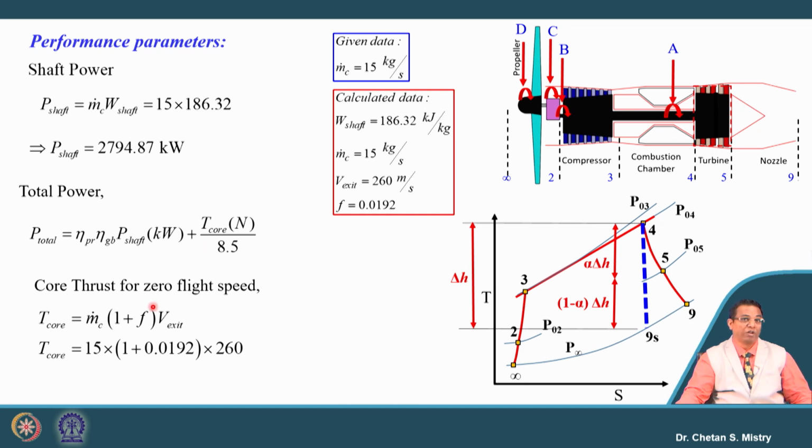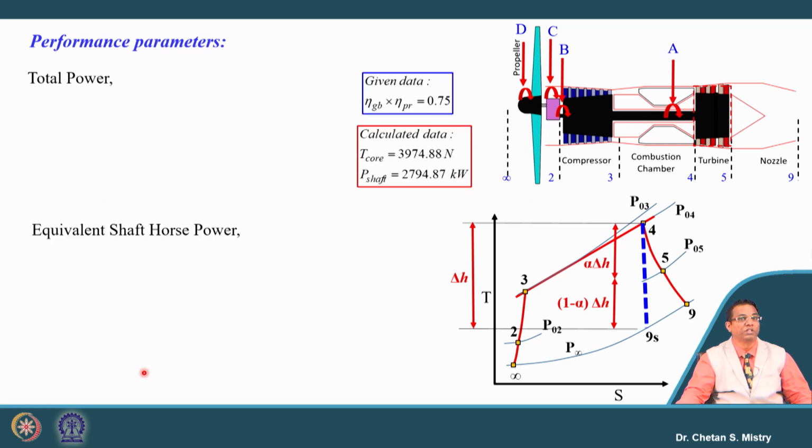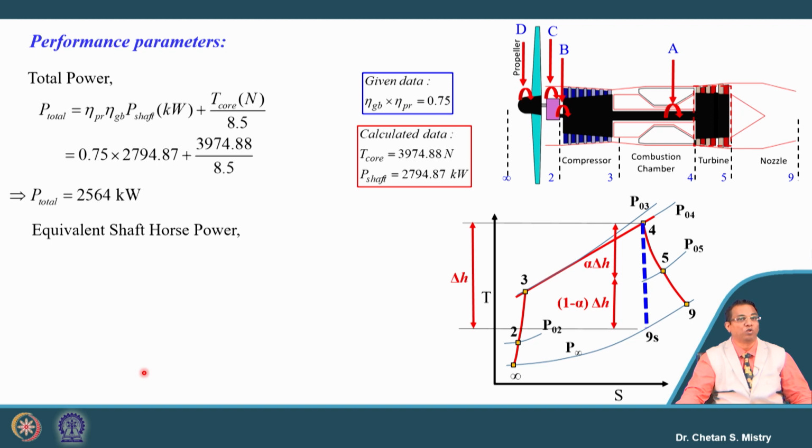We will be calculating what will be the thrust that will be generated by the core, or that will be generated by the nozzle. It is given by m dot into (1 plus f) into V infinity. We have all these numbers. It says my thrust that will be generated by the nozzle is 3974.88 Newton.